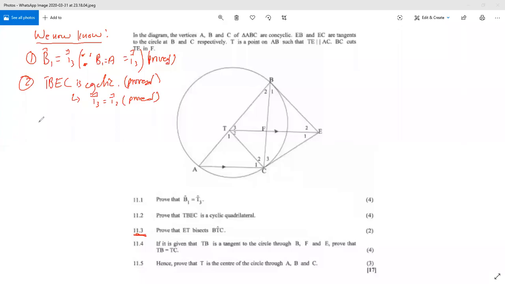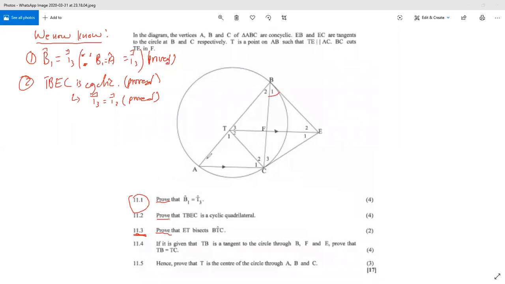Welcome back, guys. We're continuing with this question, which is quite tedious because everything here is about proving. We know so far from 11.1 here that B1 is equal to T3, and while proving that, we actually established that angle B1 is also equal to angle A, which is equal to T3. So we can do that.